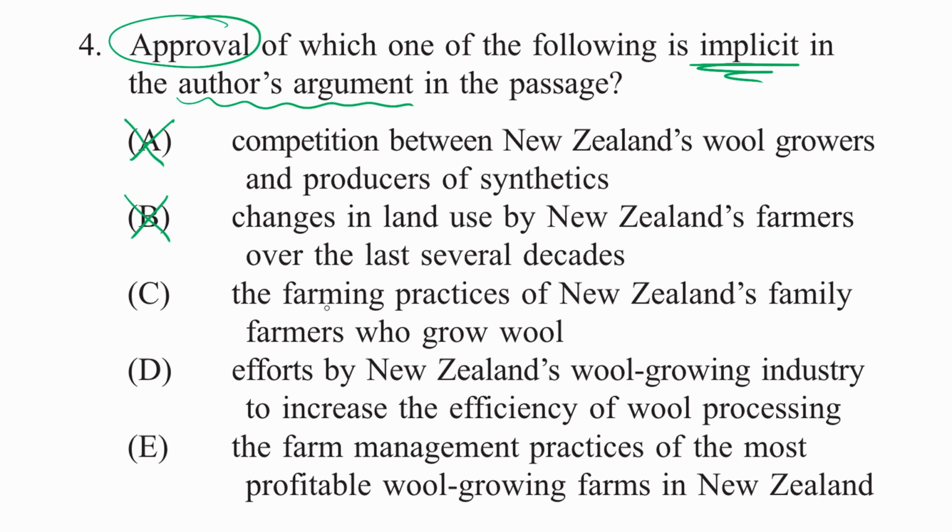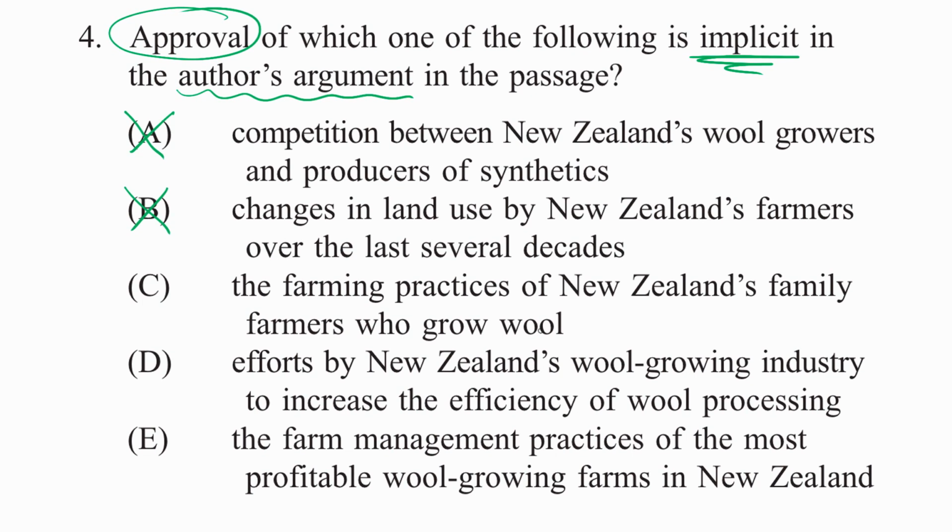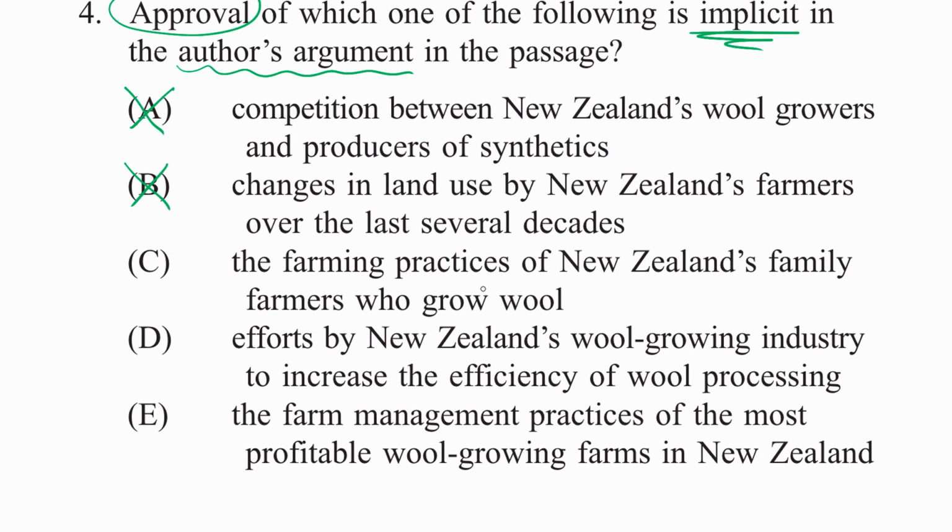C, the farming practices of New Zealand's family farmers who grow wool. Okay, the author was saying that those small family farms don't necessarily use the most productive, the most efficient ways of farming. So I'm not thinking that the author is all that supportive of those farming practices. But I'm not going to cross out that, because I also don't think the author would say bad things about the family farmers. But let's look at D and E.